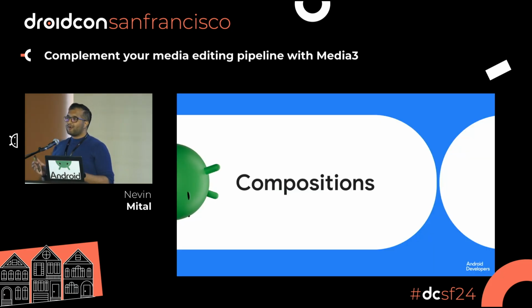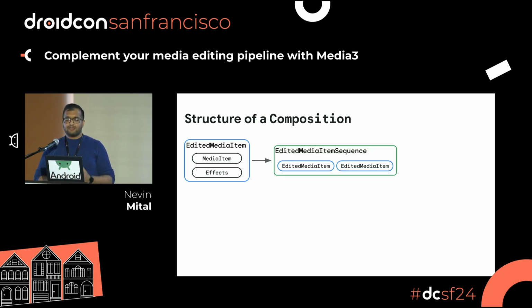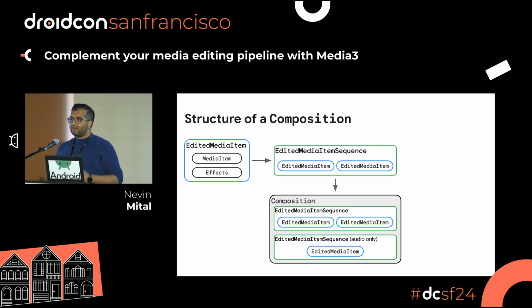All right, so far we've only been dealing with a single media item, but for the next set of examples, let's take a look at how you can combine several into one final product. The pattern we've used so far is to create an edited media item built from the input media item, as well as the effects that you want to apply to it. To create a composition, first we'll take these edited media items and group them into edited media item sequences. From there, you can create a composition out of one or two of these edited media item sequences.